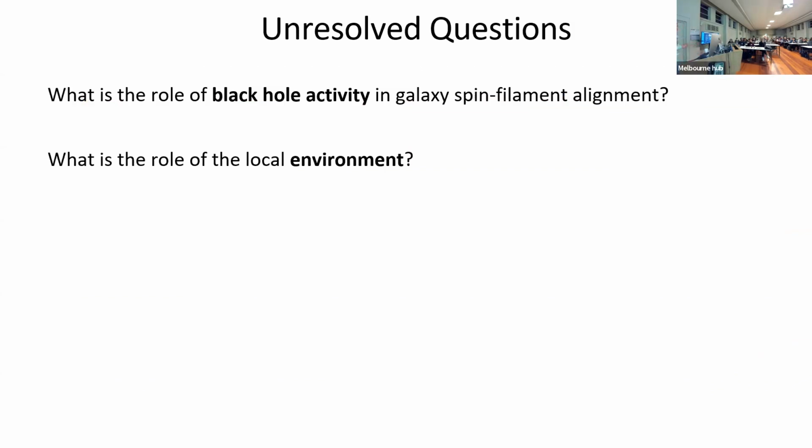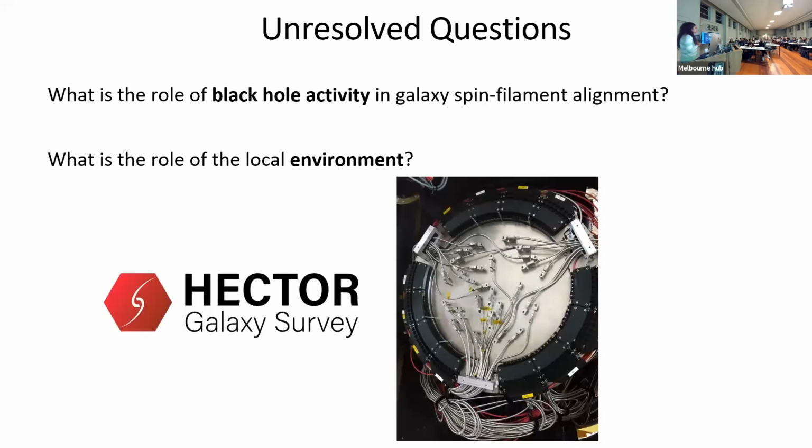Now, there are still a lot of unresolved questions. So again, what we are interested in is to understand what the role of black hole activity is in these alignments, in particular instantaneous activity such as AGN, but also the integrated activity of the black hole. And then what is the role of the local environment? We are particularly interested in the filaments that populate the outskirts of clusters, because that's where pre-processing is happening. And in particular, to answer this second question, we're going to need the upcoming Hector Galaxy Survey.